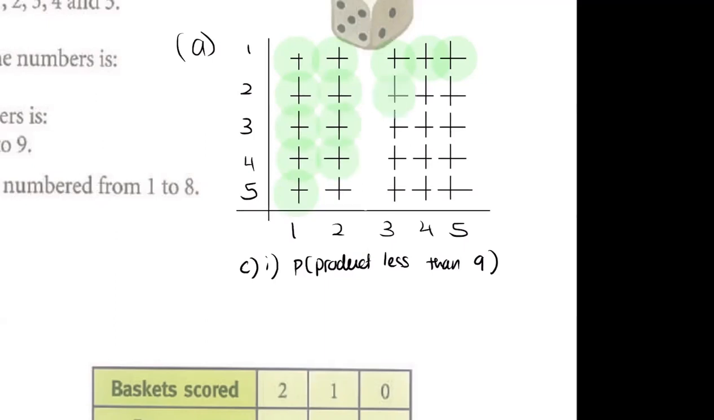3 times 2, 6, yes. 3 times 3, 9, no. 4 times 2, 8, yes. 4 times 3, 12, no. 5 times 2, 10, no. So the answer will be 1, 2, 3, 4, 5, 6, 7, 8, 9, 10, 11, 12, 13, 14. 14 over 25. That's the answer.